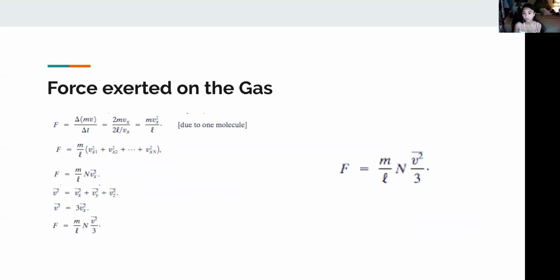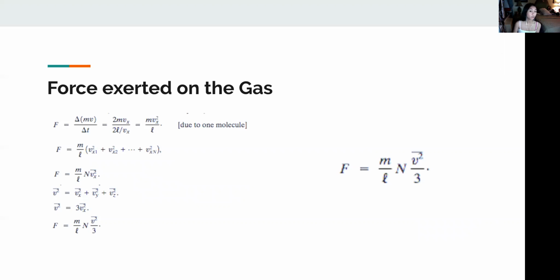The molecule will make consecutive collisions with the wall, each one separated by time t, and since it travels across the container and back to L, we can use velocity is equal to distance over time to derive that time is equal to 2L over Vx, and simplify it to m vx squared over L.